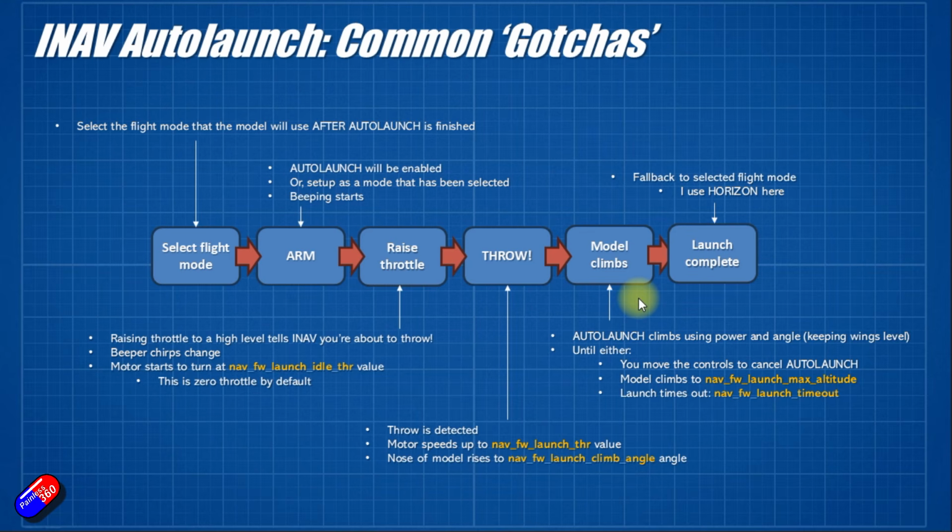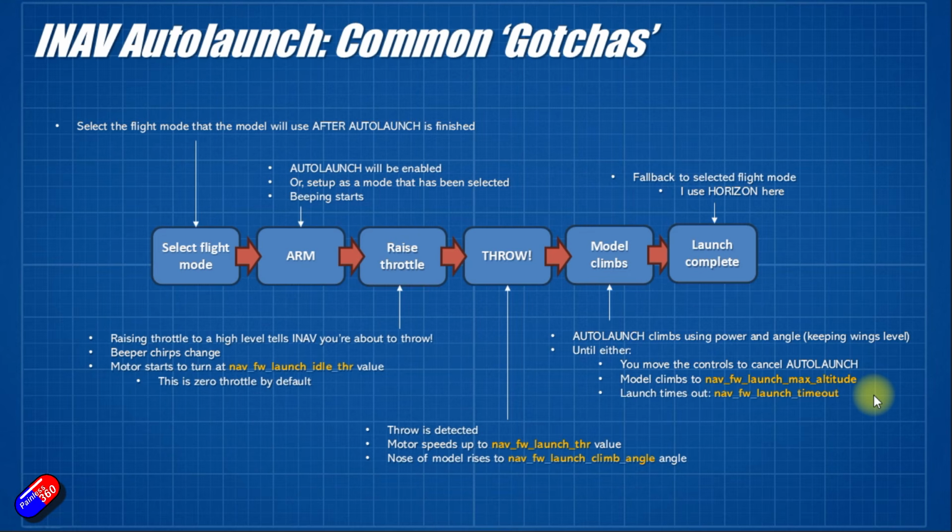There are two additional settings that you normally set. The model is going to climb to the launch max altitude, and when it hits that altitude, it will cancel the auto launch. I would recommend that you set that about 50 feet below what your maximum legal ceiling is. That makes sure that in auto launch you don't actually climb past your legal ceiling and do something that people are not going to be happy about. The other thing as well is if it gets to INAV Autolaunch timeout, it'll time out as well.